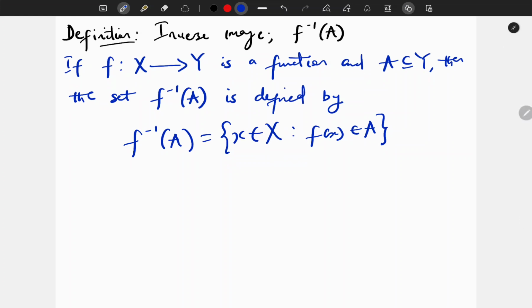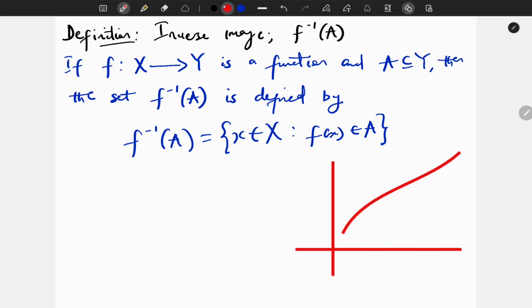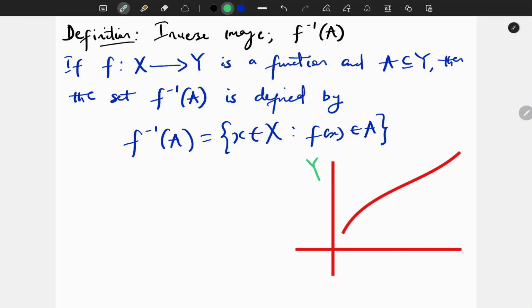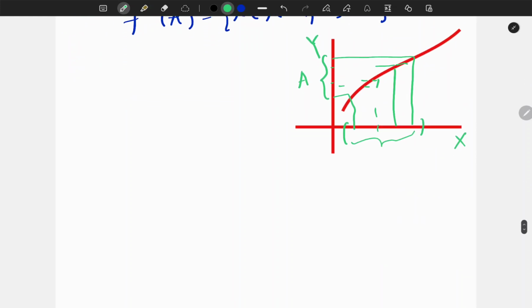So if I'm going to draw something like this, we have something like this, and we have a function probably like this, and then this is our X, this is our Y. So we have a subset A here, and this is our A, but not necessarily in a sequence like that. Then the inverse of this A is that actually goes to some point in our X. Okay, so that is just the ideology. So let's take some examples.